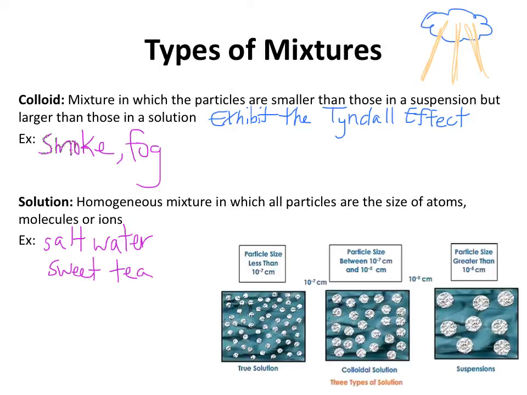So in a colloid, the particles are a little bit larger and they can scatter light, but in a solution the particles are so small that it's truly homogeneous. You can't see through it at all, or you can completely see through it as if there was nothing there.